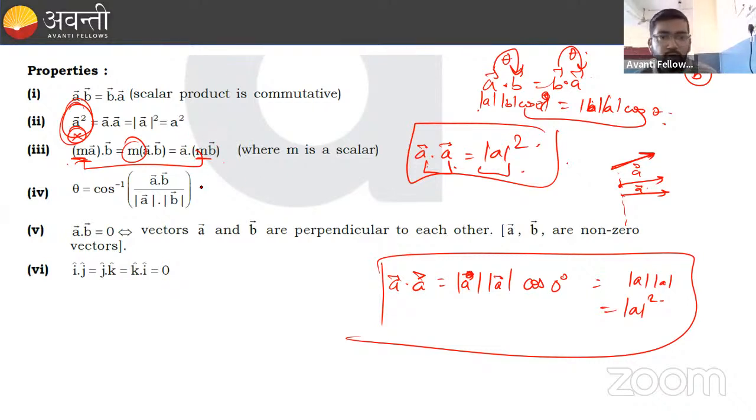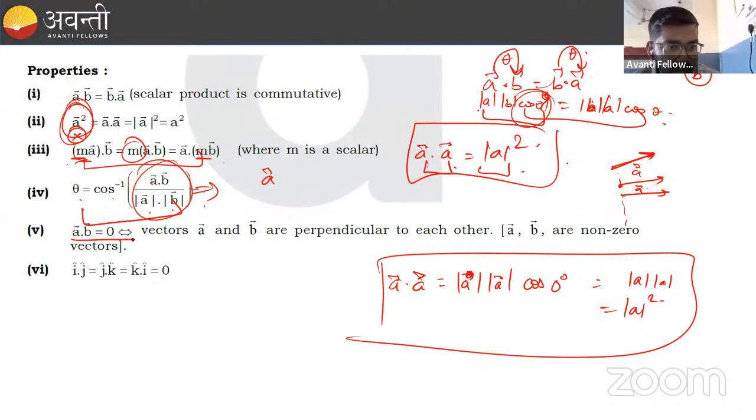Theta, the angle between two vectors. To find the angle between two vectors, the dot product is the best scenario. We all know that a bar dot b bar is mod of a into mod of b cos theta. So cos theta will be a bar dot b bar upon mod of a into mod of b. Theta will become cos inverse of this particular term.